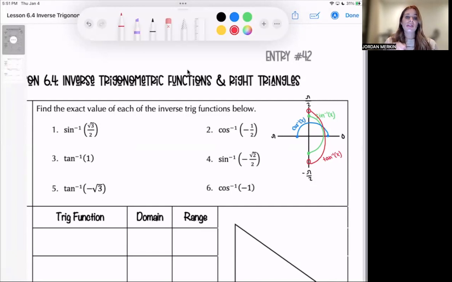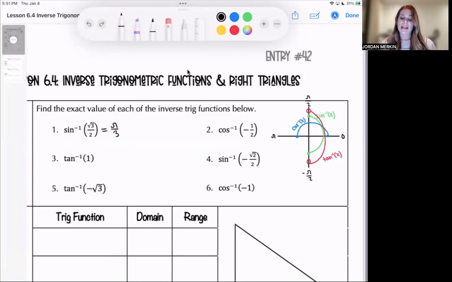Okay, so inverse sine is asking you, what angle do I have a y coordinate that's √3/2? Well, that happens in quadrant 1, because it's positive, at pi/3. Right, that's up here, right?